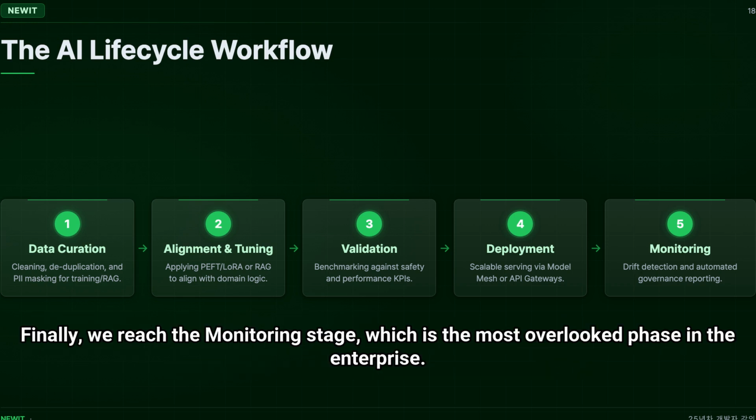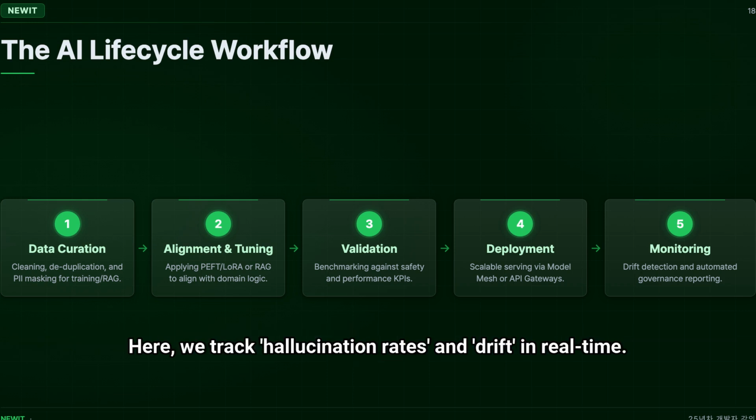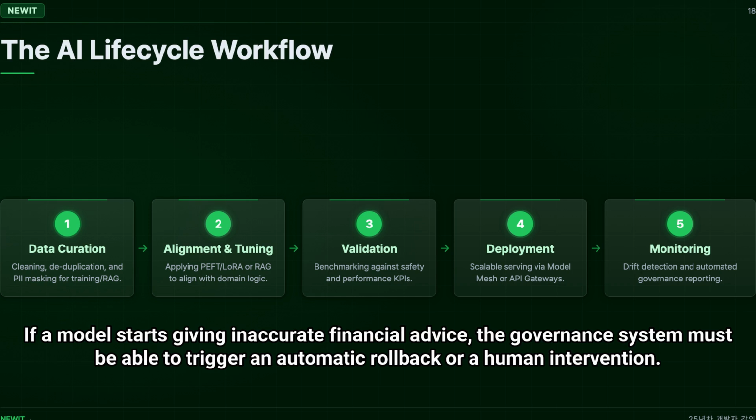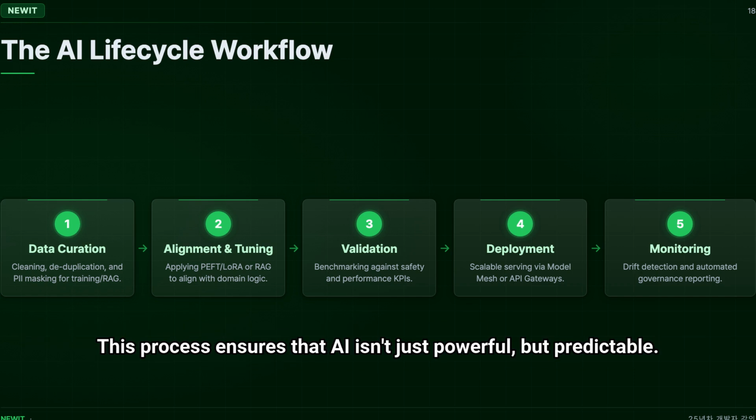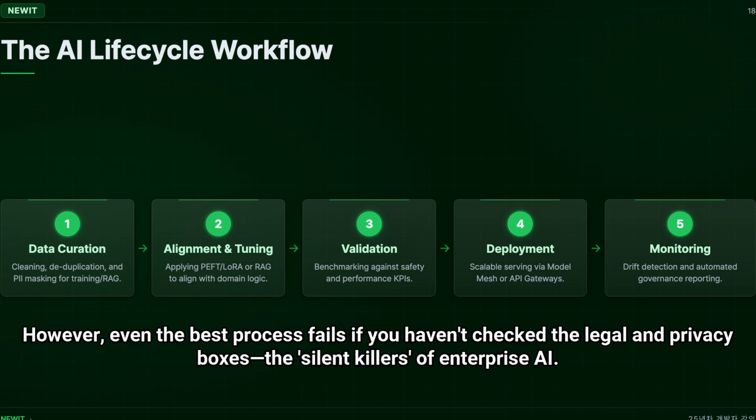Finally, we reach the monitoring stage, which is the most overlooked phase in the enterprise. Here, we track hallucination rates and drift in real time. If a model starts giving inaccurate financial advice, the governance system must be able to trigger an automatic rollback or a human intervention. This process ensures that AI isn't just powerful, but predictable.